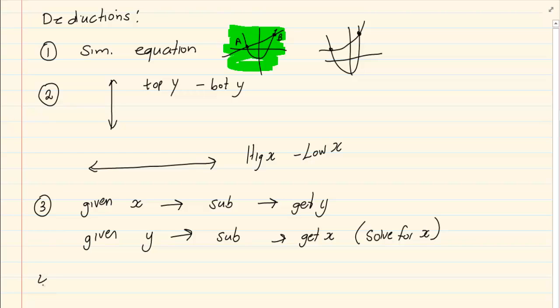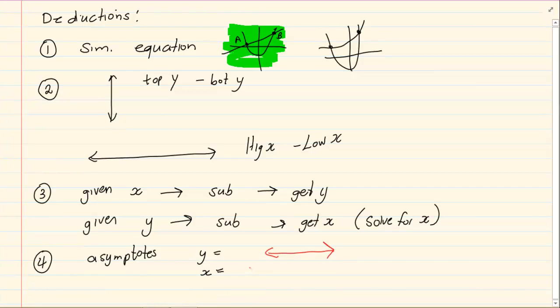Then what they ask you in other graphs is they would ask you the equation of asymptotes. Now what the equation of the asymptote would be is that y would equal a value or x would equal a value, depending on how the asymptote is running. If the asymptote is running this way, then it is y is equal to. But if the asymptote is running this way, then it is x is equal to. So those are other questions that they would ask you.